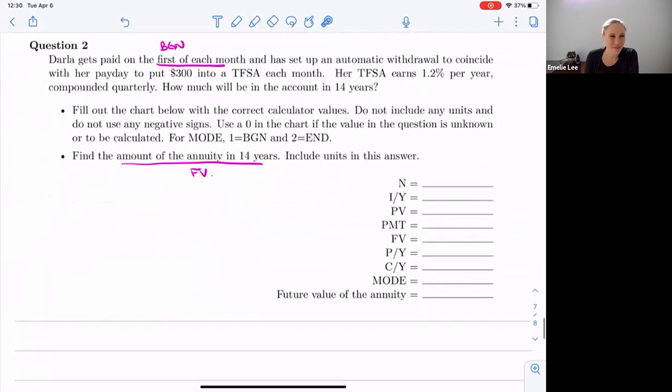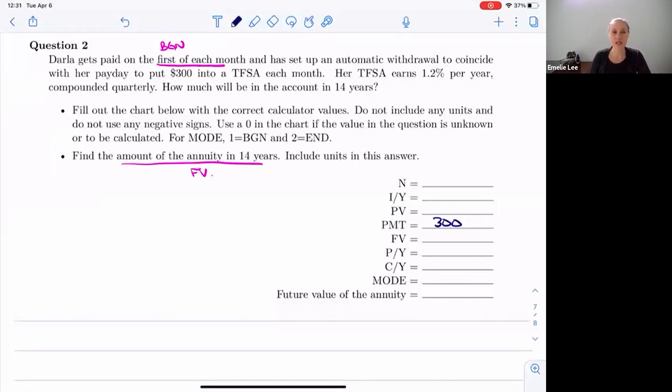Then let's move on. So she gets paid at the beginning of each month, and she has it set up so that when she gets paid, it just takes out $300 right away and puts it in a TFSA. So what I'm going to do is read through and jot down information as it comes. I'm going to skip the mode until I'm sure that it is at the beginning. It will be. But we're making payments of $300. So the payment amount is $300.